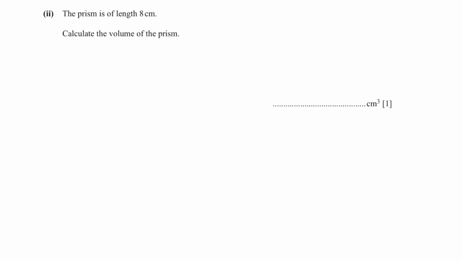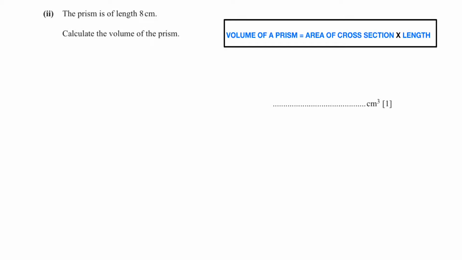A2. The prism is of length 8 centimeter. Calculate the volume of the prism. To find the volume of the prism, we use the formula. It is equal to area of cross section multiplied by length. So we already found our area of cross section, which is 17.5. We just have to times by 8. Therefore, 140 cubic centimeter is the volume.